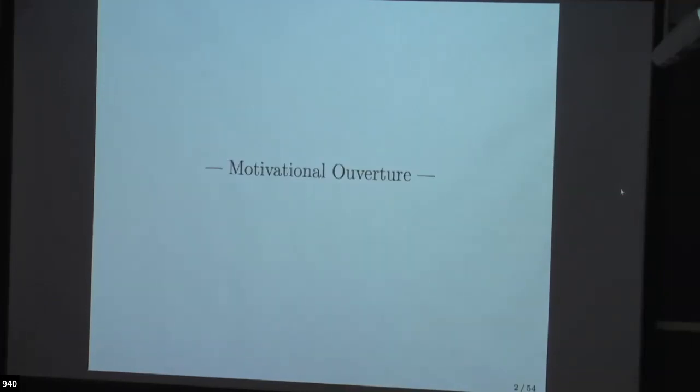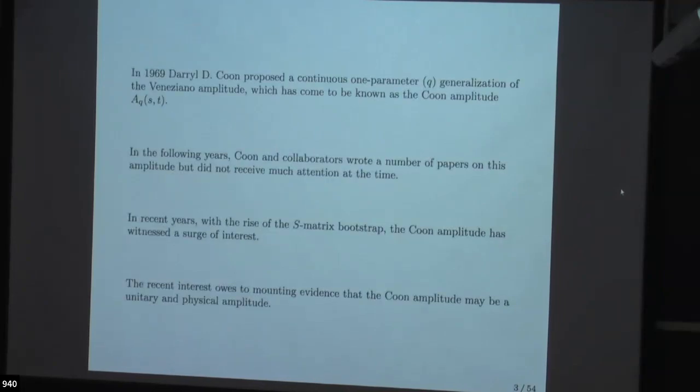Allow me to give you a super brief, motivational overture before I get into the details of what exactly these Q-deformed amplitudes are, and particularly what the Kuhn amplitude is. It was in 1969 that L. D. Kuhn wrote down this deformation of the Veneziano amplitude. Subsequently he wrote a number of papers about this amplitude with various collaborators, but didn't really manage to attract much attention from the community.